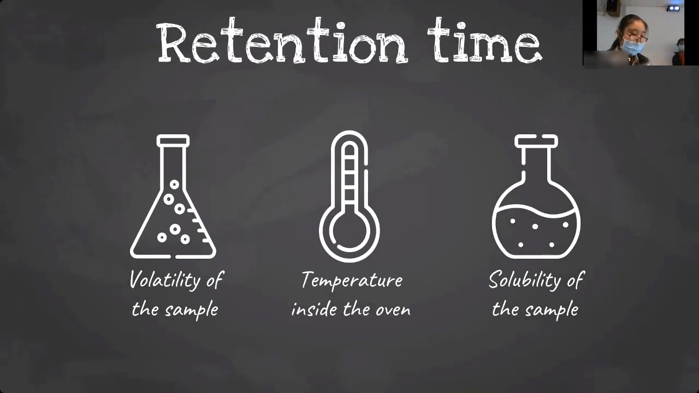The less volatile the compound is, the harder it is to keep in the gaseous state, longer retention time. The lower the oven temperature, the slower the mobile phase moves, longer retention time. The more soluble the compound is in the liquid, the better it can be retained, longer retention time.